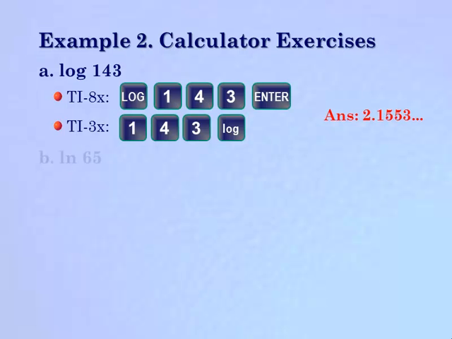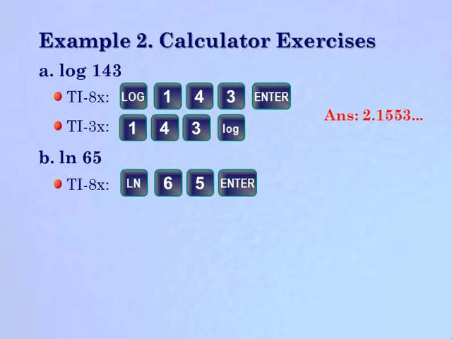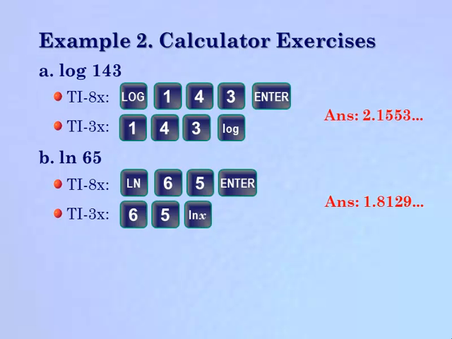If you want the natural log of 65, on the TI-80 series, you put the natural log function and then 65 and then enter. On the TI-30, you actually go in reverse and you do 65 and then the natural log function, and the answer will be 1.8129.